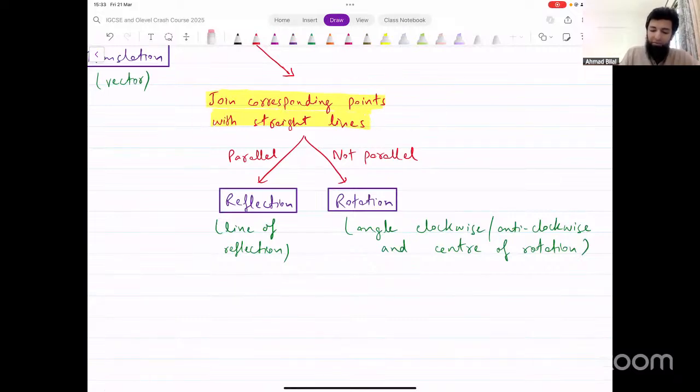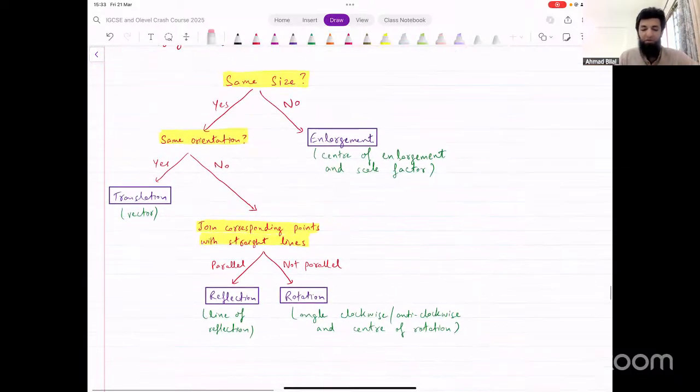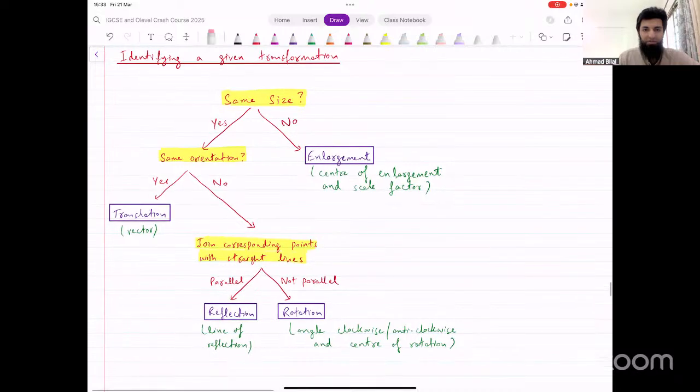If you get parallel lines, that's a reflection, and you describe reflection using the line of reflection. If those lines are not parallel, then it's a rotation, and you describe rotation like this. You write down the angle, write down whether it's clockwise or anti-clockwise, and also write down the center of rotation. All right. This is how you would identify transformations.